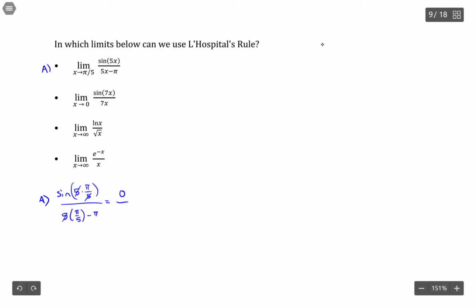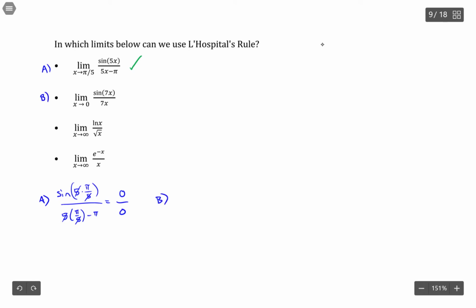5 times pi over 5, the 5's cancel. Then you have pi minus pi, which is also 0. So that right there results in 0 over 0, so we could indeed use L'Hopital's rule to evaluate that one. It doesn't say to evaluate it, it just asks which ones work. All right, I'll call this b.